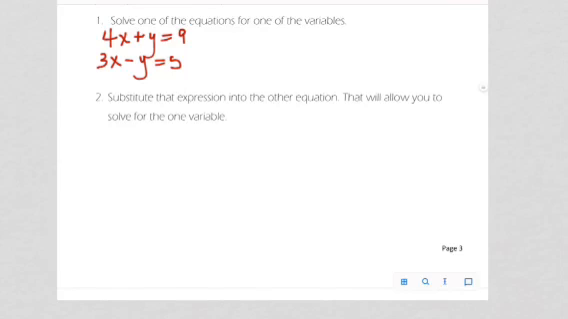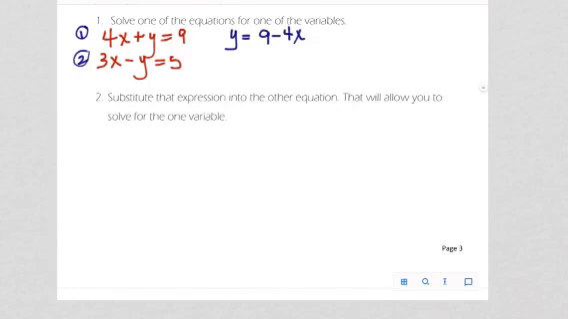So we're going to solve one of the equations for one of the variables. I would tend to opt to solve equation 1 for y. Think about y for a second. I'm about to substitute the variable into the other equation. The easiest variable for me to solve for is y in the top equation. I can get y alone by simply subtracting 4x on both sides.